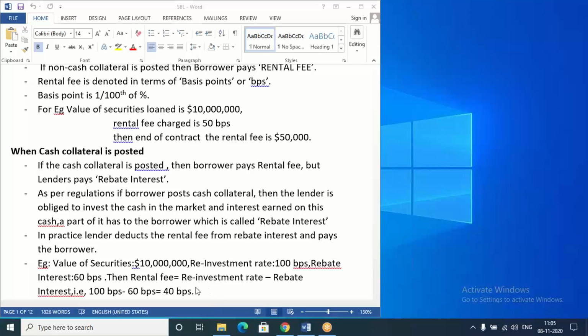Just a disclaimer, the reinvestment rate will always be higher than the rebate interest. That is because they obviously want to pay a little less back to the borrower, but they would look to invest in such a market that the reinvestment rate is higher than the rebate interest they have promised the borrower in case cash is posted as collateral.